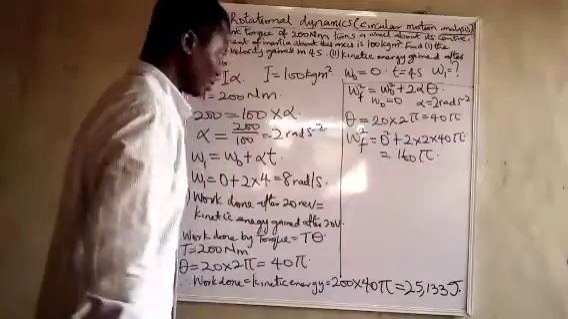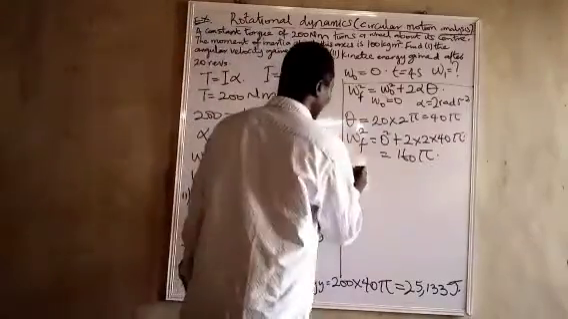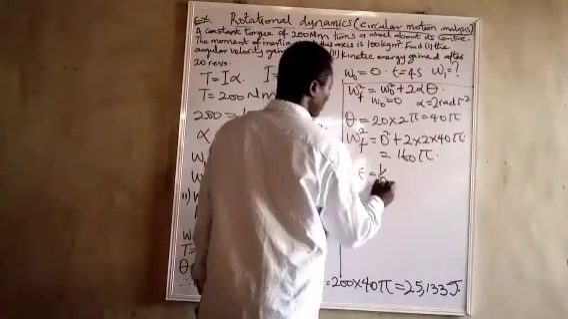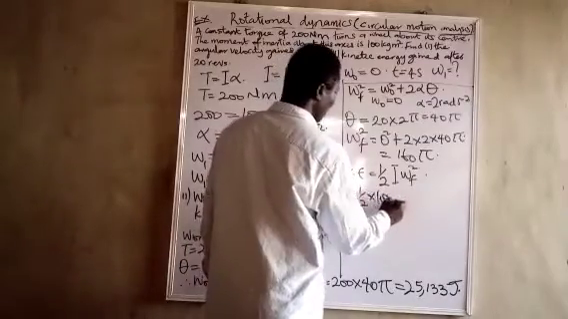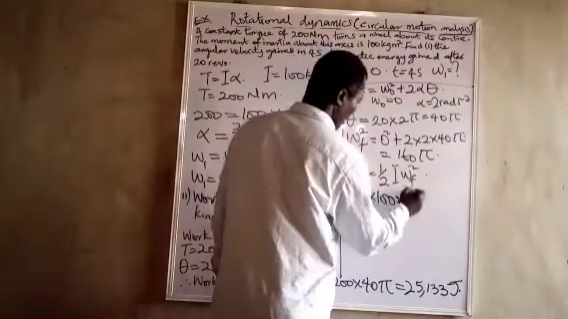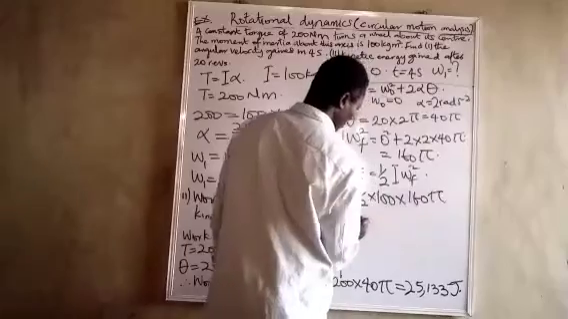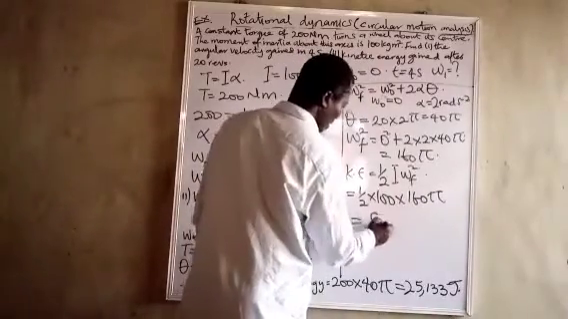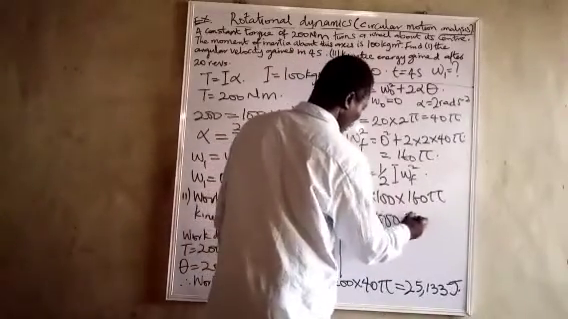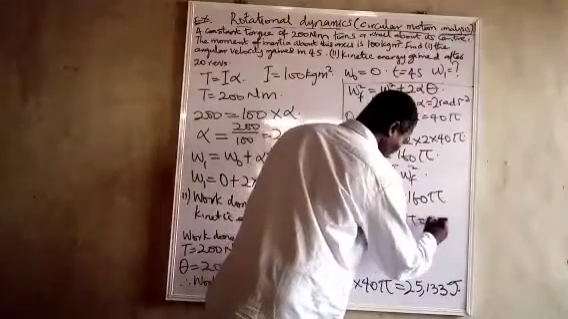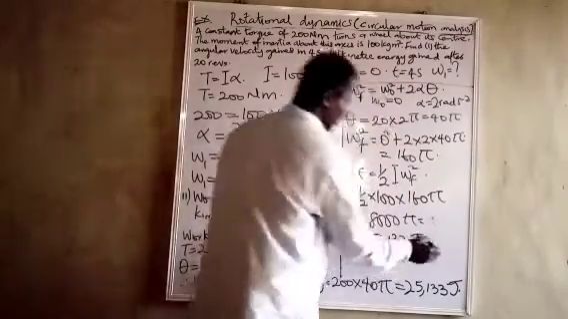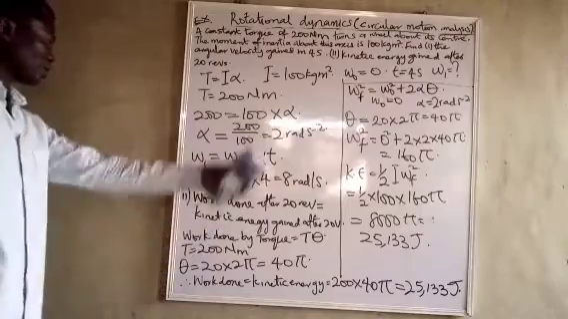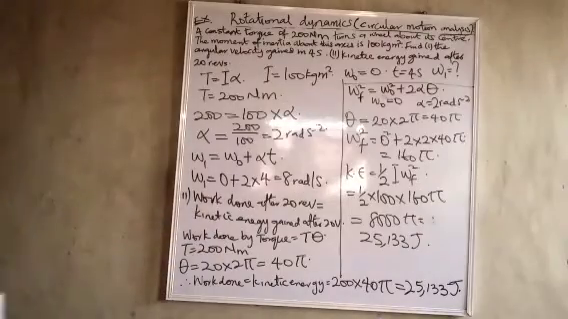That's our final omega squared. And you know that kinetic energy is equal to half I omega squared, which is half times 100 times 160 pi. And this is going to be 8,000 pi, which is the same thing as 25,133 joules. So you can see the alternative way of going about it.